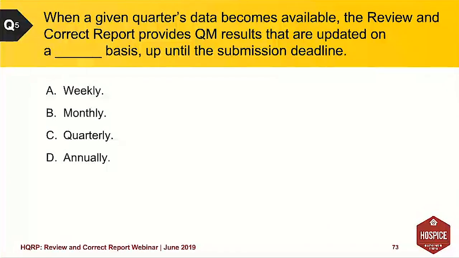All right, I'm going to go over another knowledge check here. When a given quarter's data becomes available, the review and correct report provides quality measure results that are updated on a blank basis up until the data submission deadline. Just give a few more seconds for folks to respond.